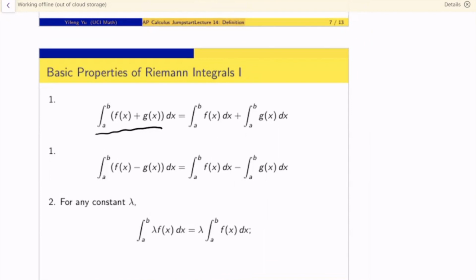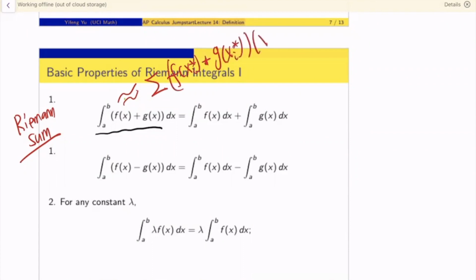Because we know this one is given by the Riemann sum, right? If you remember, all those things can be understood easily from the definition. It's given by the Riemann sum. So this is just the limit of the Riemann sum, right? You sum up, this is the f plus g, if we use the sample points, evaluate at those sample points and multiply by the length of the interval. So this is just how we calculate the integral by definition.